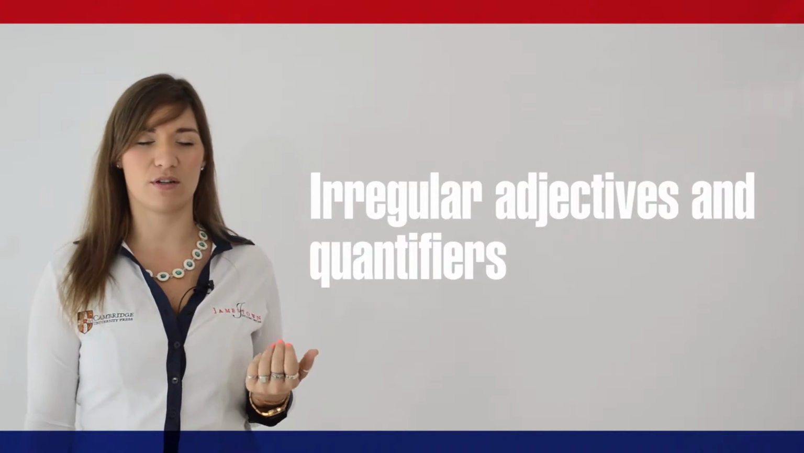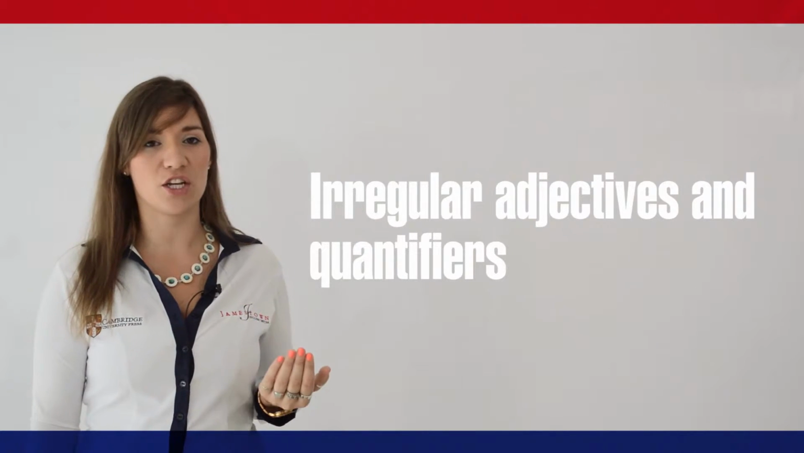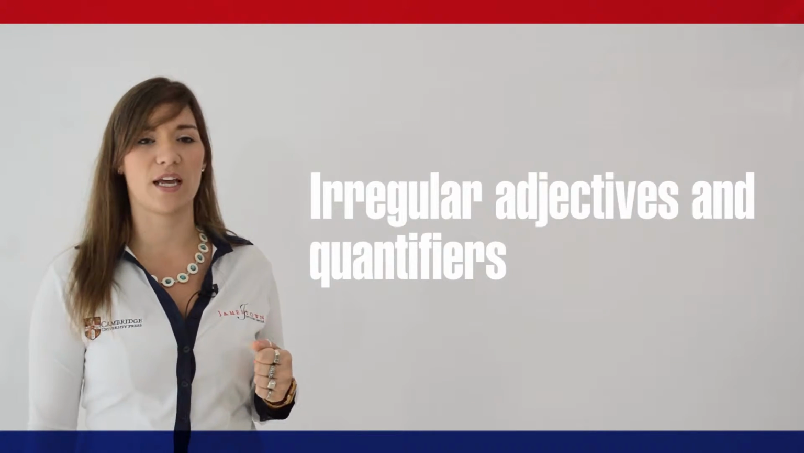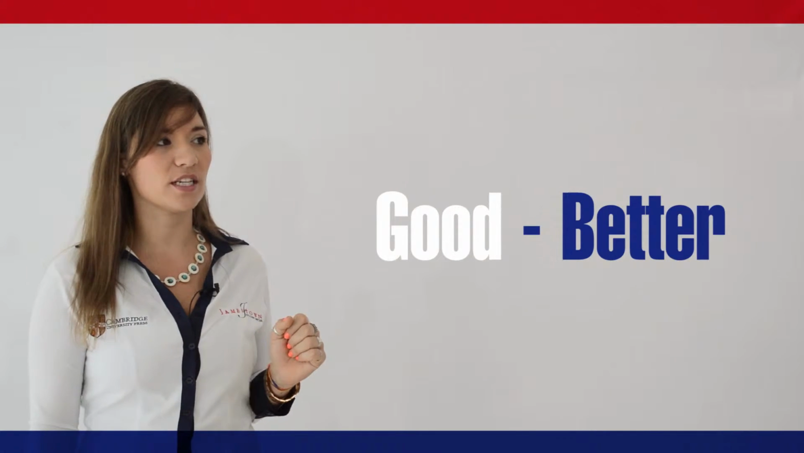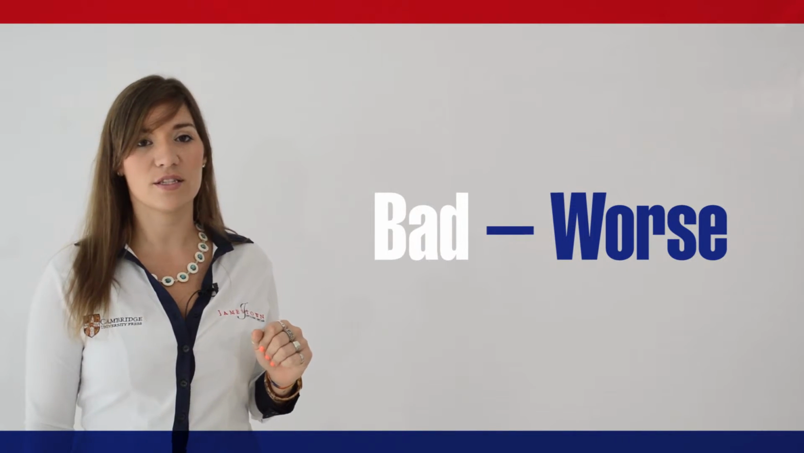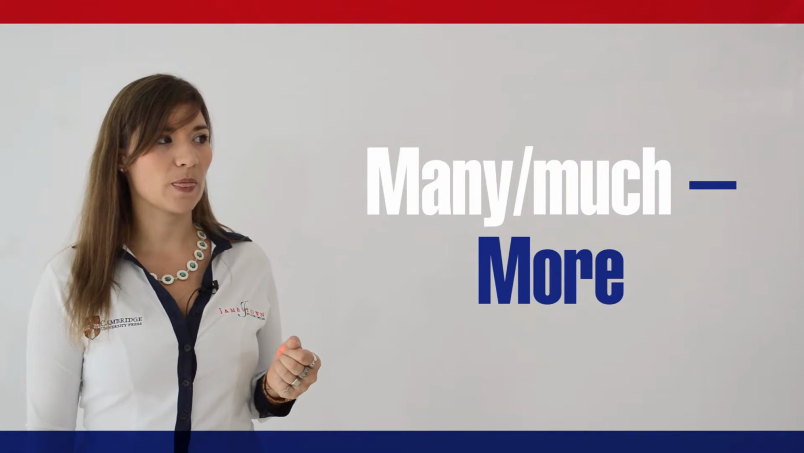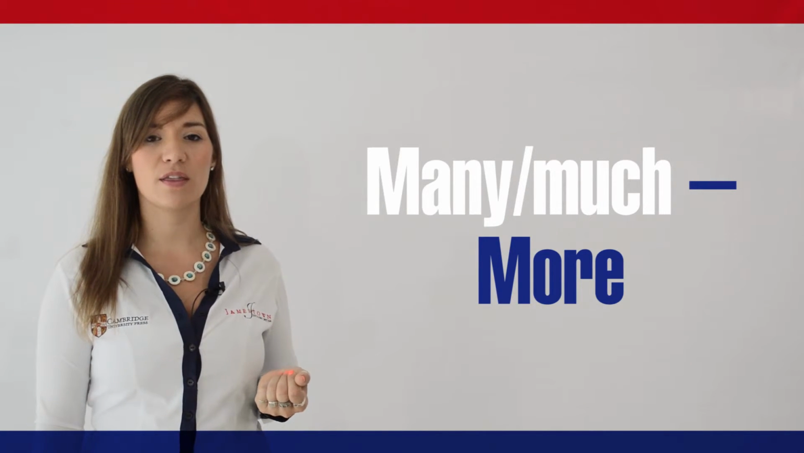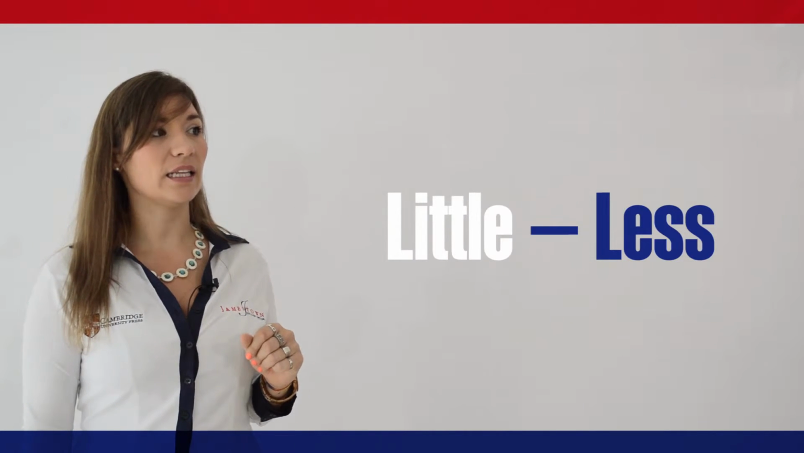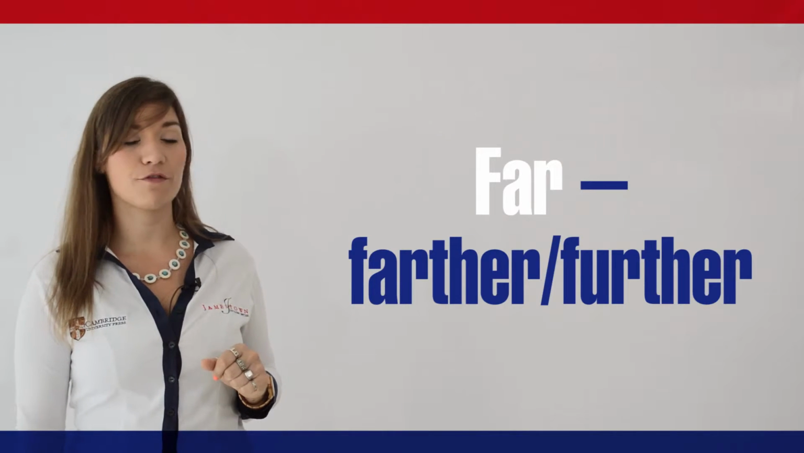And then we have the irregular adjectives. What are irregular adjectives? Irregular adjectives are those that change their form. For example, good turns into better, then bad turns into worse. Much and many, that are quantifiers, become more. Little, less, and far, farther.